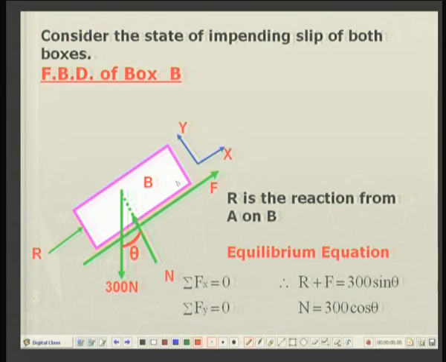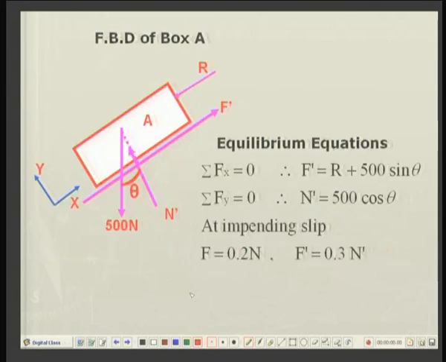And similarly sigma f y is equal to 0. So, this N is equal to 300 cosine theta. So, these two equations to solve for two unknowns, and then free body diagram of the box A. Then again by Newton's third law, there is equal and opposite reaction coming from the box B onto A.